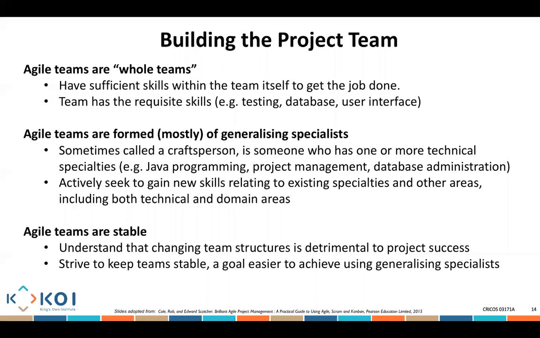Second thing is, we need to have generalizing specialists. What is a generalizing specialist? It's people who have one or more technical specialties. Someone has, for example, project management and Java programming. Somebody has database administration and project management. So you need to basically identify things that are going to be appropriate and relevant.